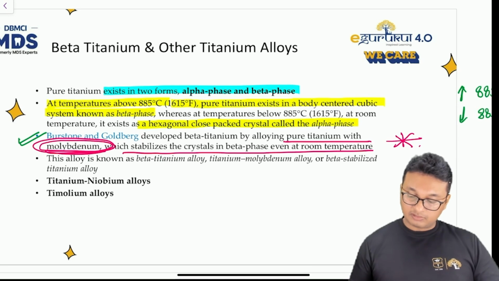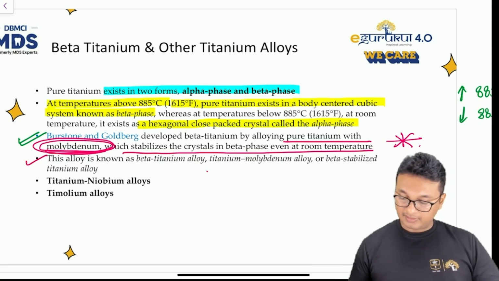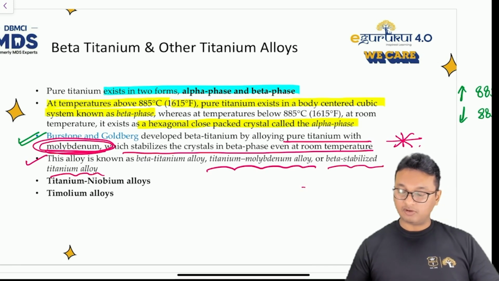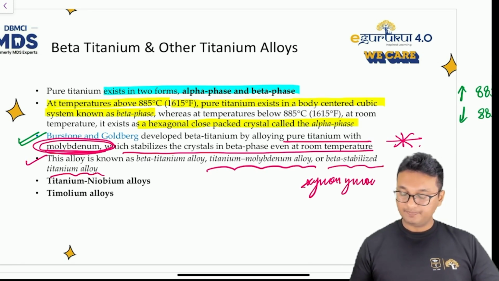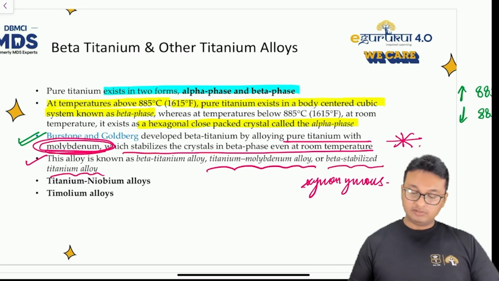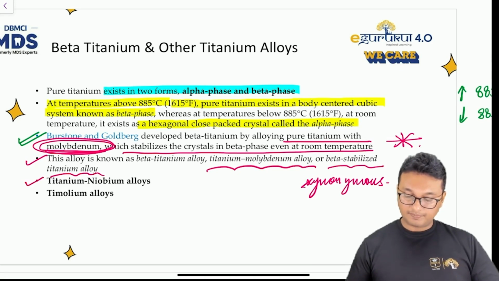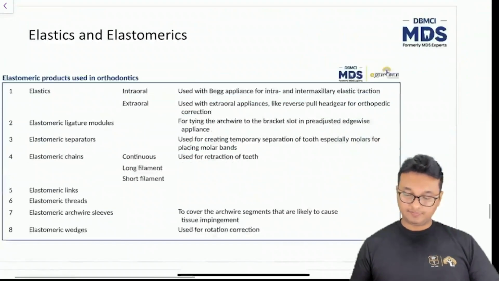Now this alloy is also known as beta titanium alloy, titanium molybdenum alloy, or beta stabilized titanium alloy. All these are synonymous with each other. Okay, and other titanium alloys include titanium niobium alloys and timolium alloys.